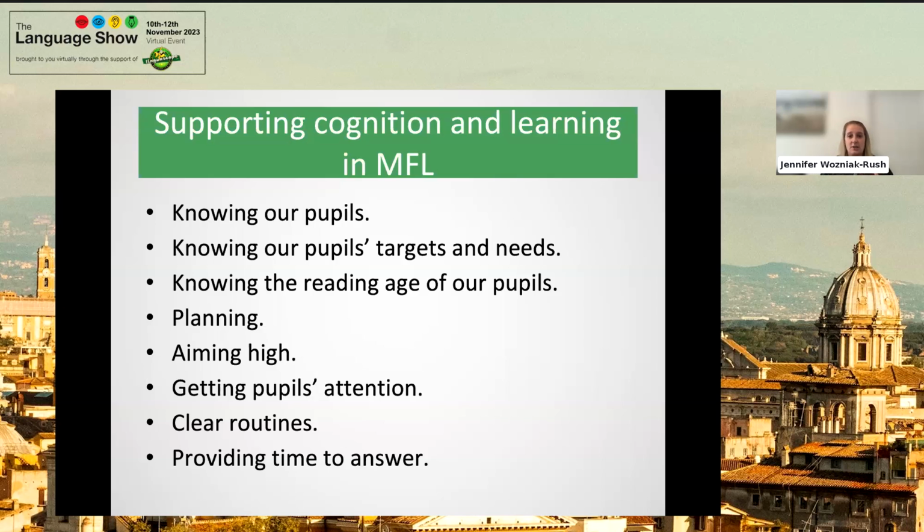So expectations must be set. What are your expectations when you want the pupils to work with the person next to them? What are your expectations when you want the pupils to just listen to what you're saying? What are your expectations when you are modeling a good answer? What are your expectations when you ask someone a question? So making sure that this is crystal clear.